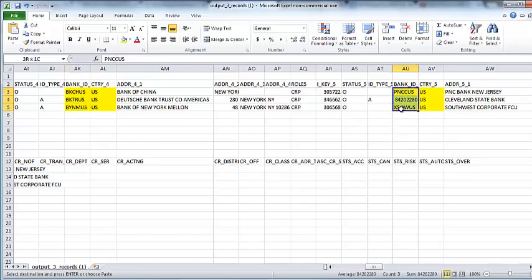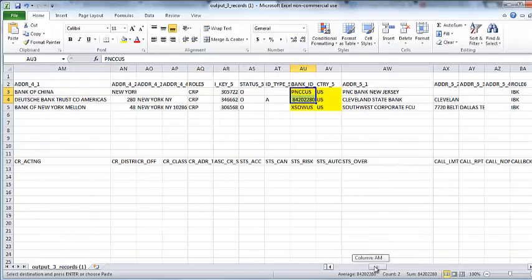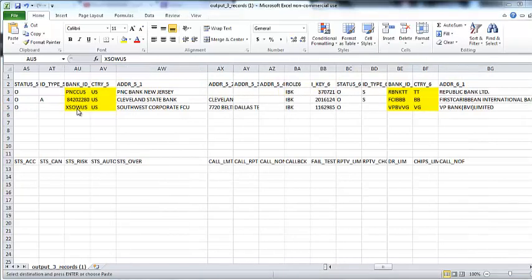On the credit party, we have two banks which came in with an ID, and the ID that came in has been retained because that was the monitoring level ID. However, the third one was a non-bank financial institution which came without an ID, and the classifier had this ID XSOWS, and therefore it is assigned Southwest Corporate Federal Credit Union this ID. Therefore, this record can be monitored or it can be used for analytics.